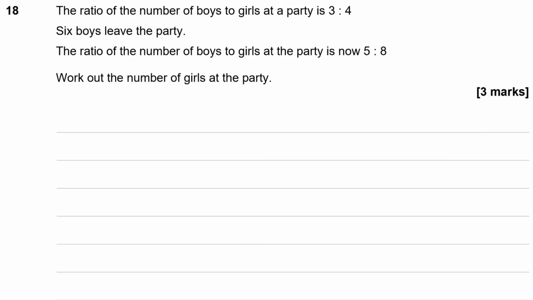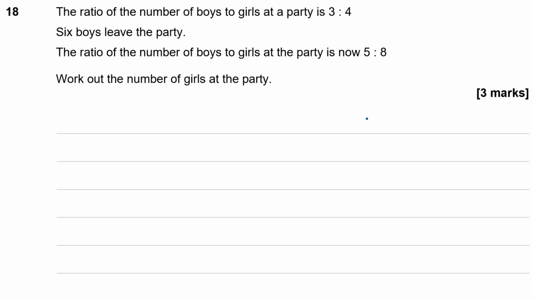Question 18. The ratio of number of boys to girls at a party is 3 to 4. 6 boys leave the party. The ratio of the number of boys to girls at the party is now 5 to 8. Work out the number of girls at the party.